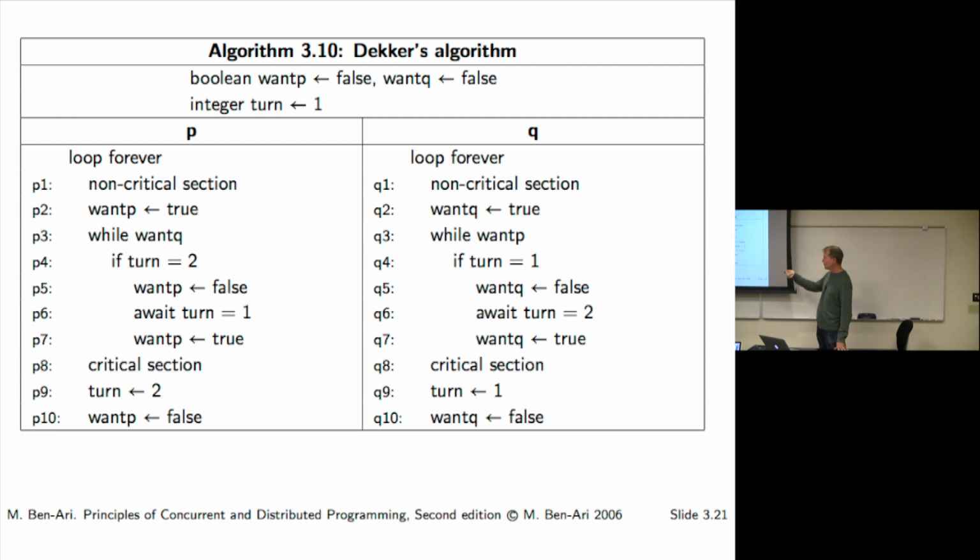On the other hand, if wantQ is also true, then he has to execute the body of this while loop, which has an if turn equals 2. So if it's the other person's turn to insist on going in, then he has to execute this await. How did we say we implement the await statement? What's the programming technique? It's a loop, and those loops are called spin locks. And it is a while.